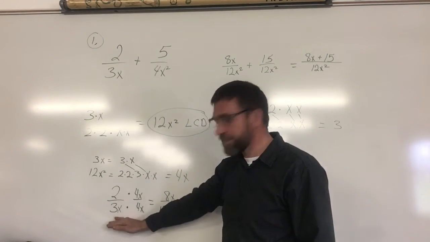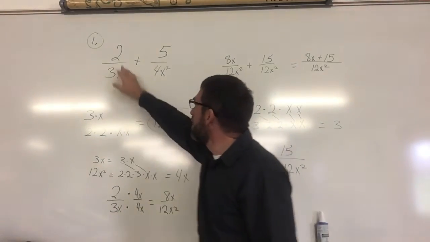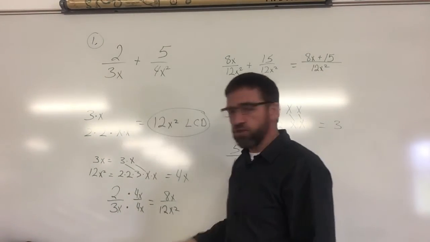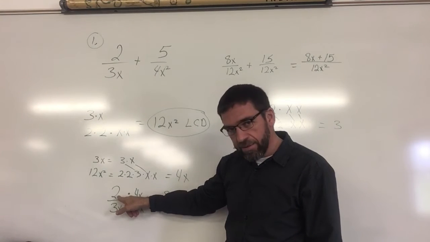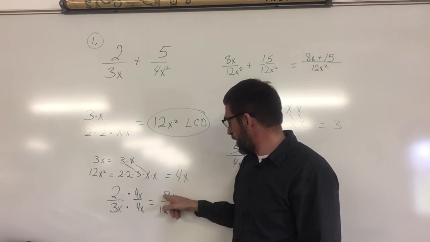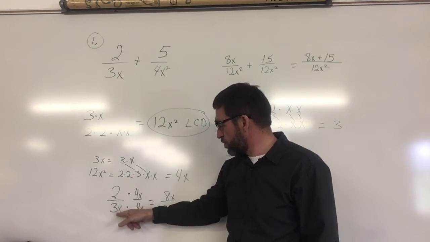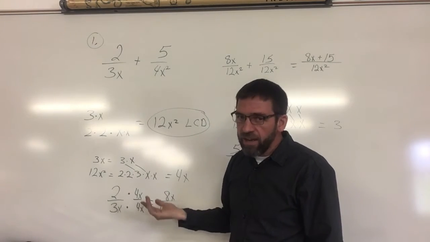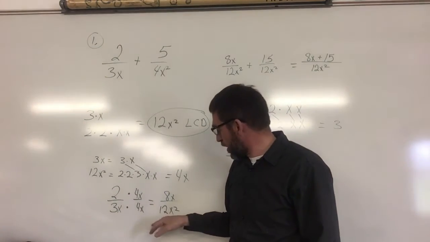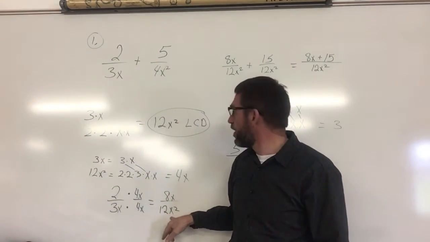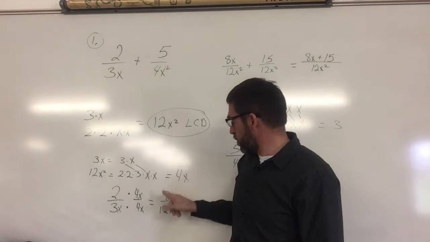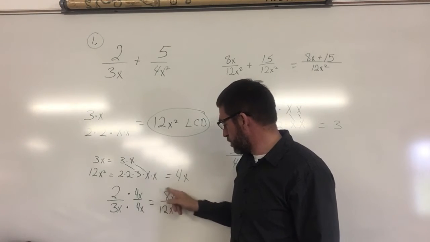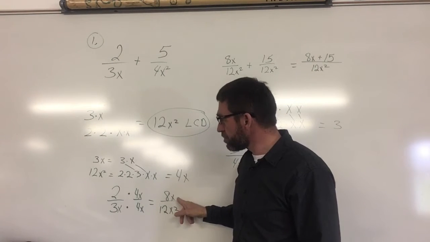So here's my next step. Now I got 2 and 3x. It's just like a fraction. You take 4x and multiply it by 2. It makes you 8x, and then you go 4x times 3x. You don't have to do this, but it's all right to check it. It had better come up to 12x squared, your least common denominator. But really what you're wanting to find out is your numerator, which is 8x.